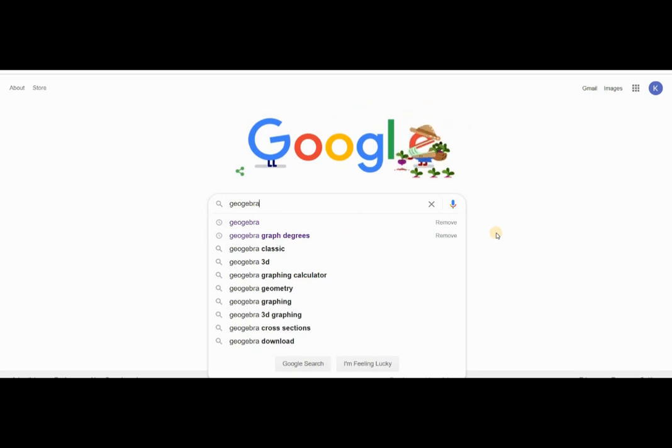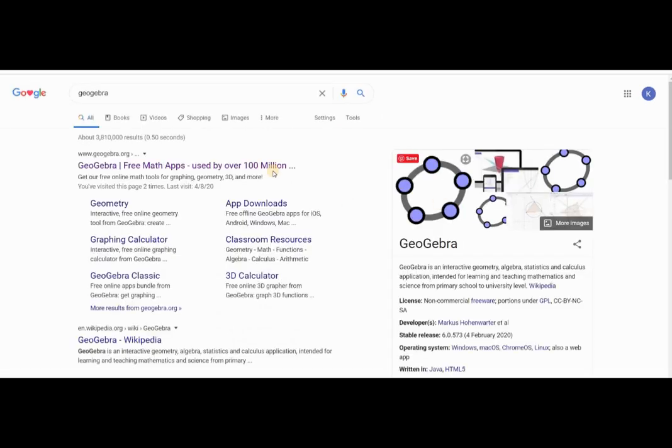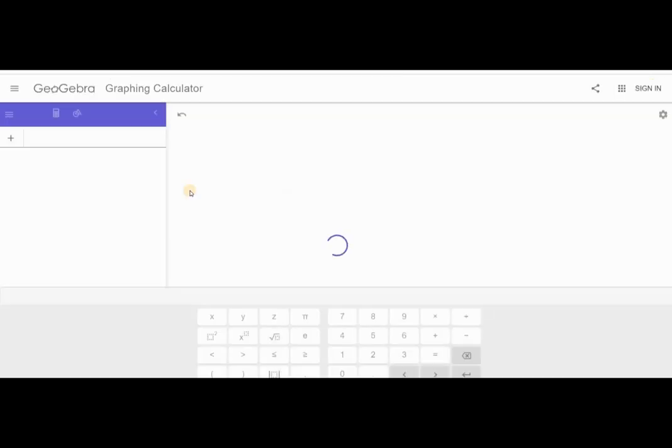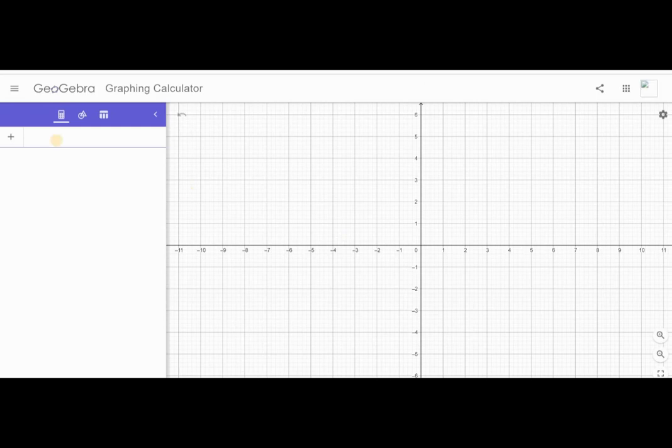And it's a free program. Desmos works very similar to it. Okay, and I'm going to start graphing. Over here toward the left, I'm going to click in this space, and I'm going to type in my equation.